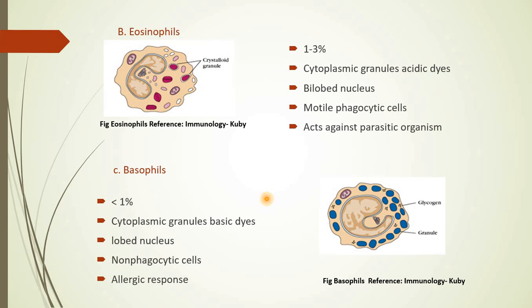The third type of motile granulocytes are basophils, and here the cytoplasm shows granules which get stained with basic dye, that is methylene blue. Apart from this, these cells show a nucleus which is single, and the interesting feature of basophils is that they are non-phagocytic cells, and their action is seen only in employing allergic responses. The number of basophils in the body is very small, measuring nearly less than 1%.